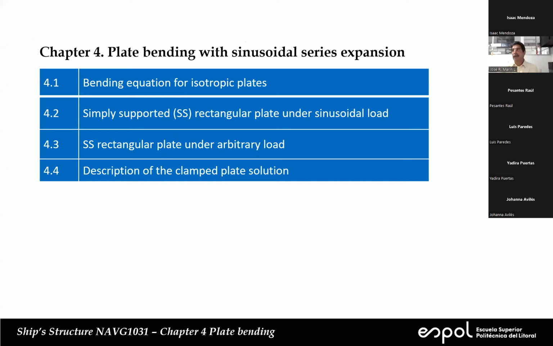Okay, so these are the topics of this chapter, 4 sub-chapters. It will take us about 2.5 weeks, more or less. Today, we're going to start the deduction of the bending equation for isotropic plates. And then we're going to solve this in one specific case, the case that I want you to analyze: a rectangular plate, simply supported on all the edges, and the load can be anything.